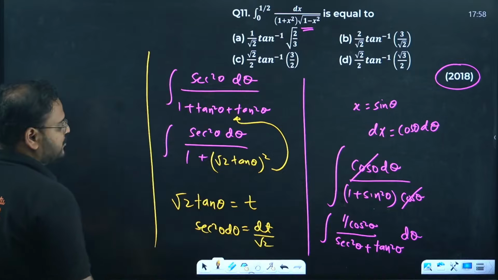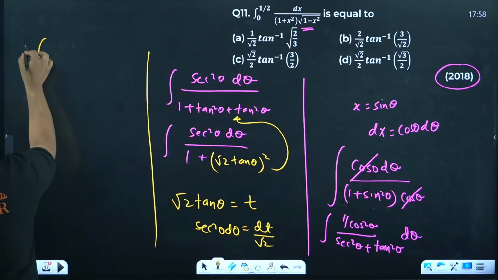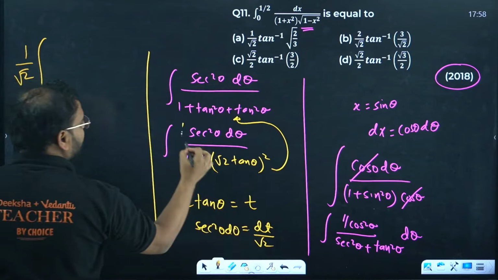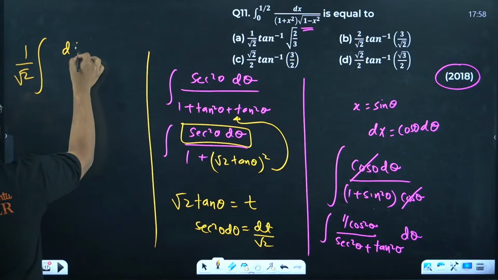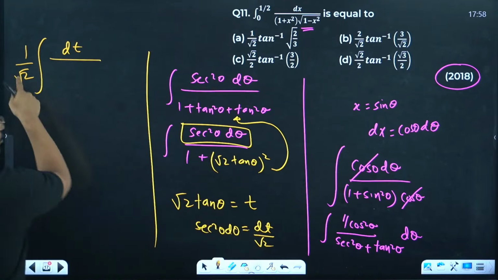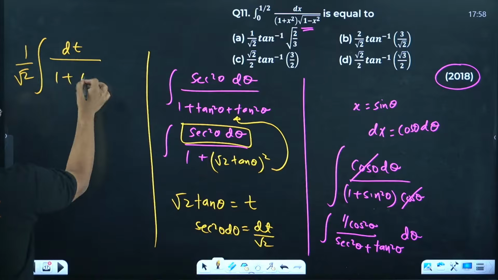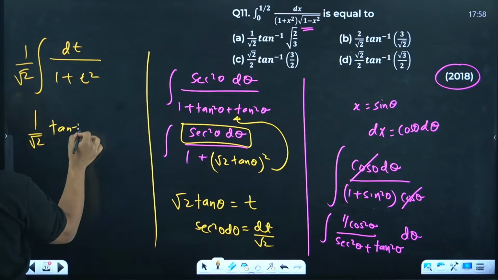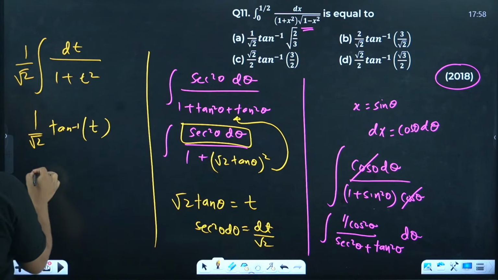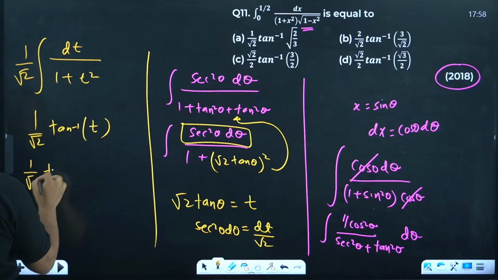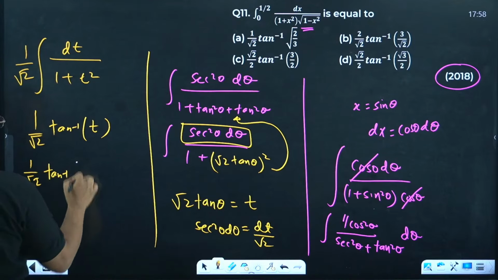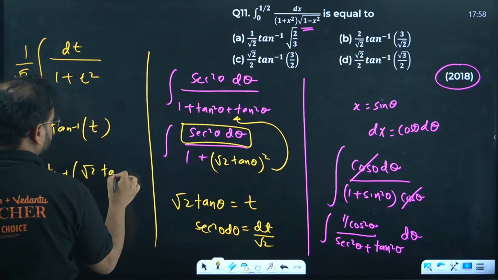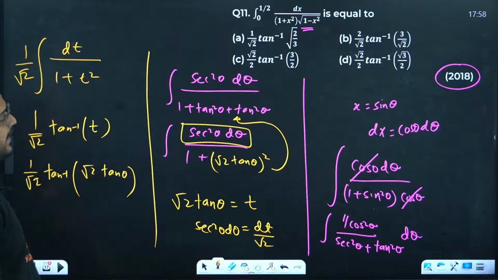Now check this out. This whole thing transforms to the integration of 1 by root 2, this becomes dt, right? dt by root 2, I've taken root 2 outside. This becomes 1 plus t square. So this answer is very simple: 1 by root 2 tan inverse of t. What is the t value? Root 2 tan theta.